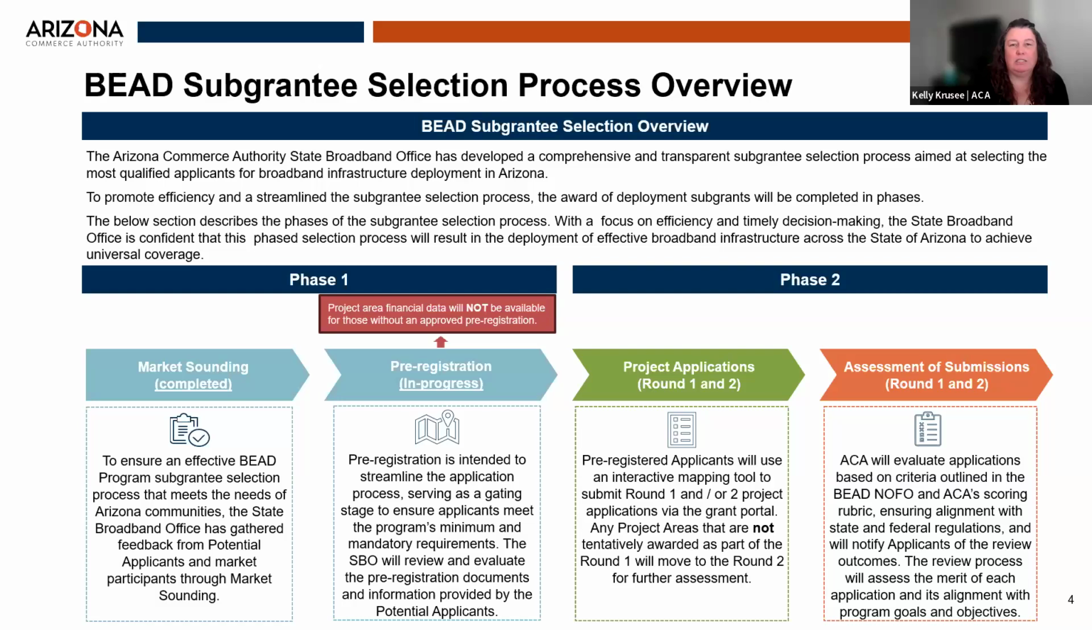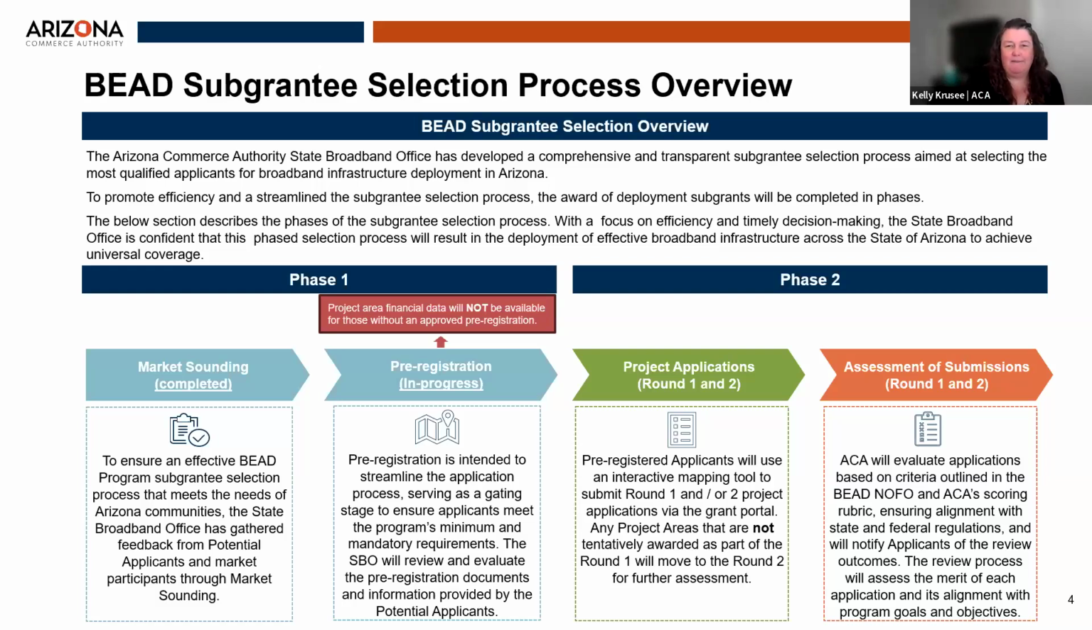I think some of you are still in the queue waiting to be approved, and you should expect that approval soon. That approval will come via email. And then there's phase two. Pre-registered applicants can submit applications for round one beginning January 6th. And then the review process, when we will evaluate the applications based on the criteria outlined in the BEAD NOFO and in the scoring rubric, which is a part of the initial proposal, volume 2.